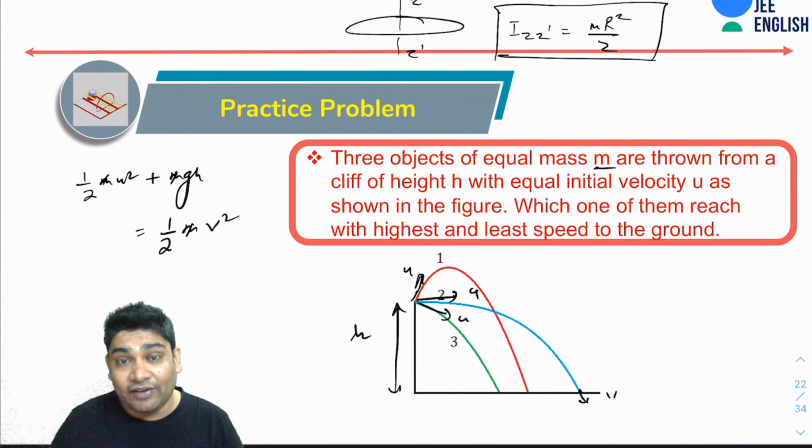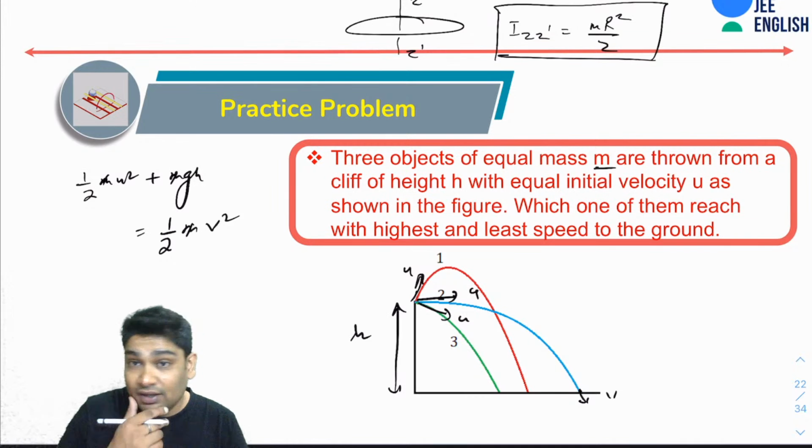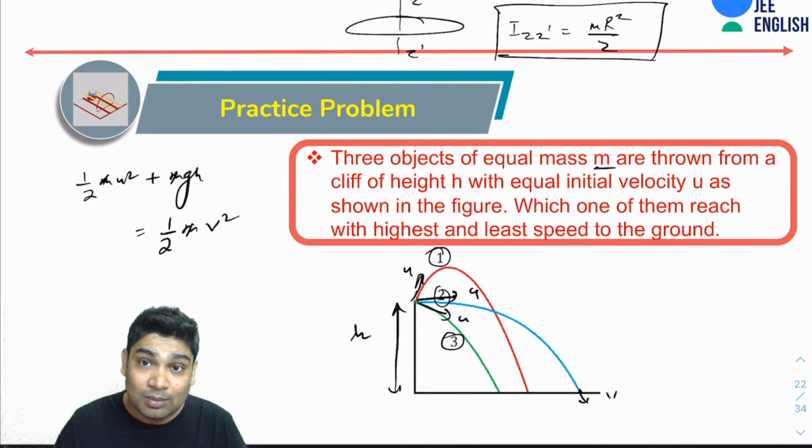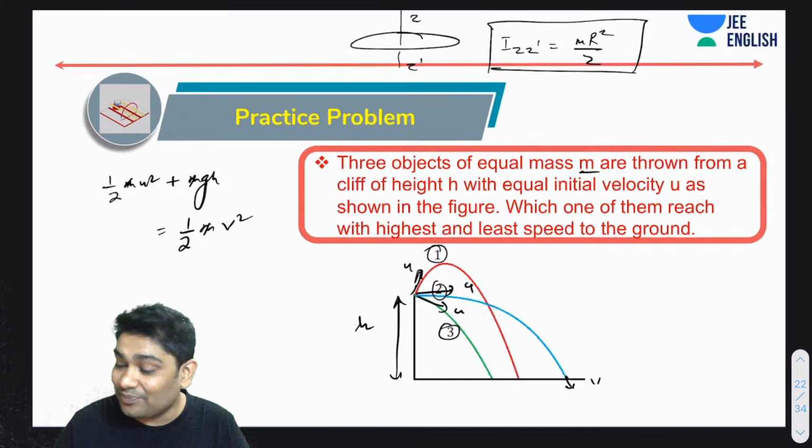The only thing that would have differed would be the time in which they reach. This would have reached the ground first, this would have reached the ground second, and this would have reached the ground last. But all of them would have always reached with the same speed. Okay, so great.